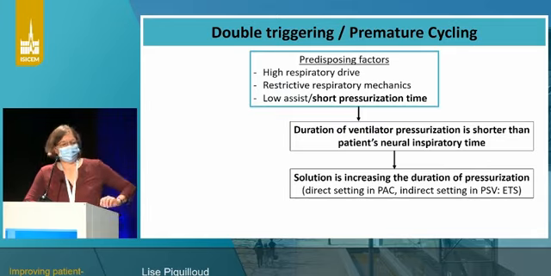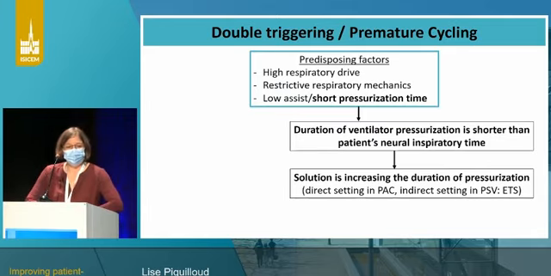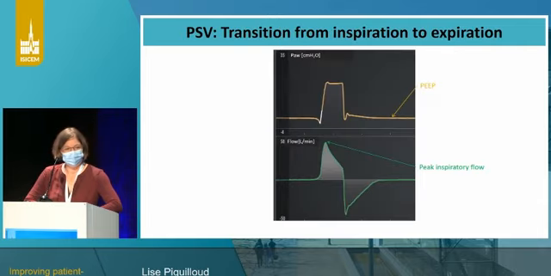And the solution is increasing the duration of pressurization, either directly, if you are in pressure assist control and have the opportunity to set inspiratory time. It's possible in some ventilators. And if you are in pressure support ventilation, you have to play with the expiratory trigger setting. I'm just going to explain that a bit more in detail.